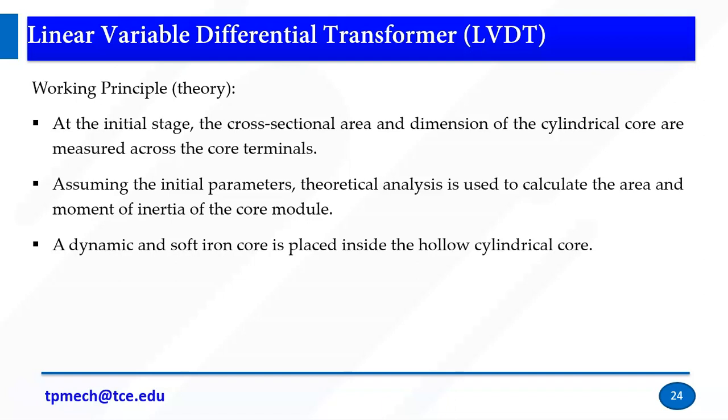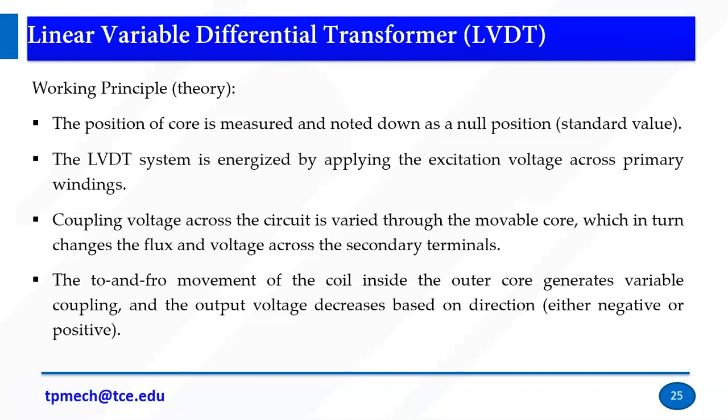After that, we place whichever object we need inside. The position of the core is measured and noted down as the null position. So first, after winding the primary and secondary windings and coiling them, I bring it to the null position and reset the value. So the LVDT system is energized.